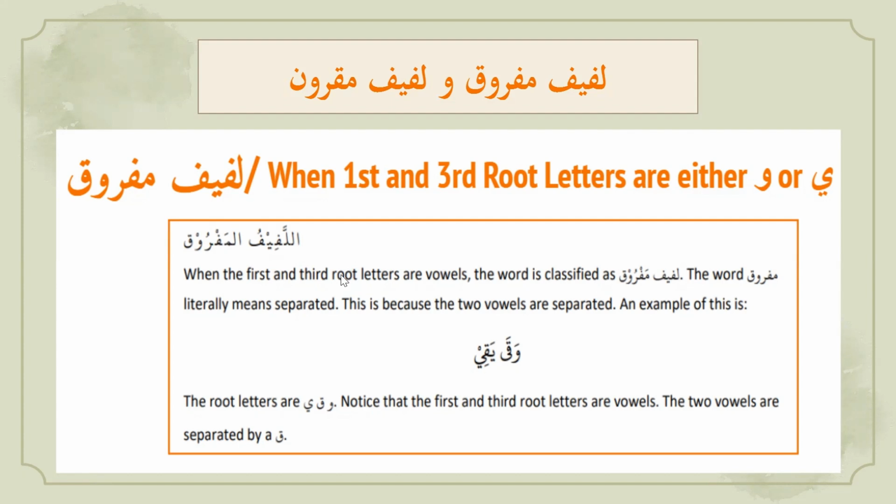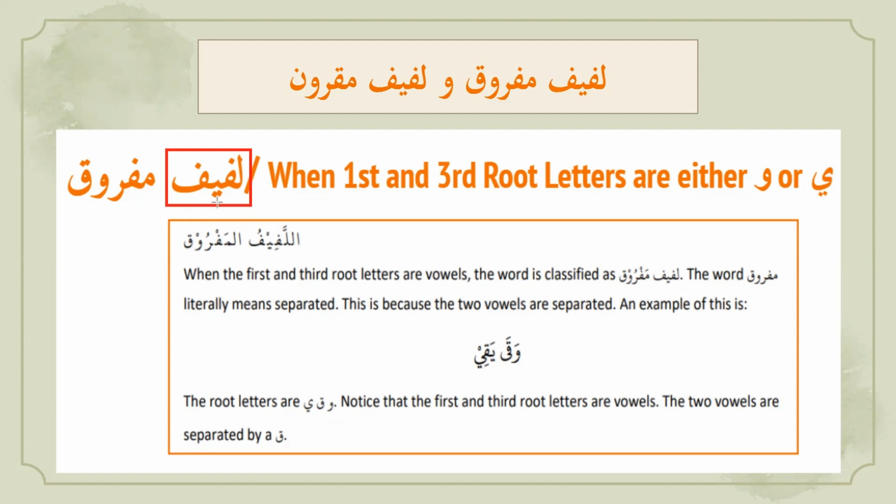So in lesson 56, we did an introductory session on what different types of words there are in special surf. We learned about mahmuz, then misal, then ajwaf, and then naqis. This is another type of special word: lafif. Lafif is a word in which two weak letters are there, either ya or waw.